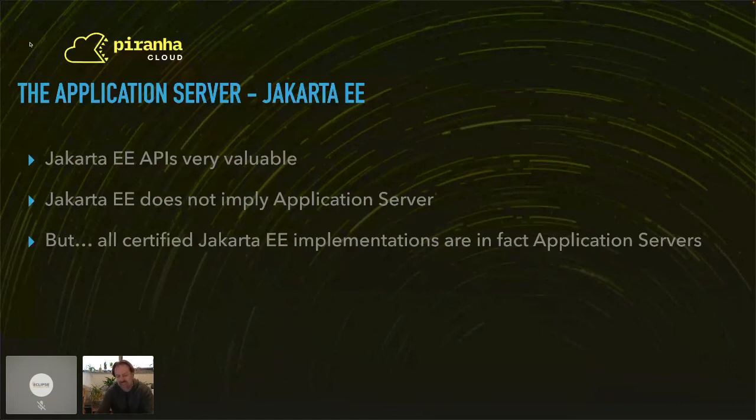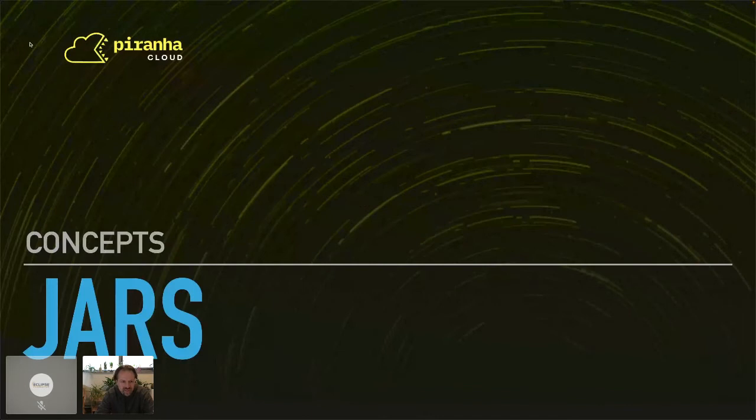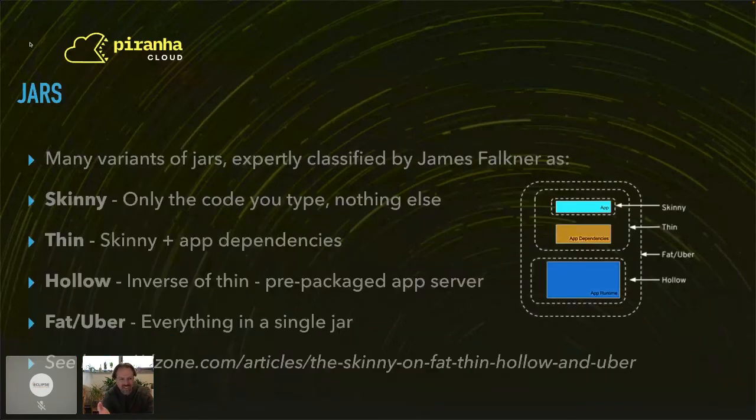Okay, so let's take a look at some other concepts here, which are jars. So what's to say about jars? There are many variants of them, especially when looking at the ones you run an application with. James Faulkner, in a design article, quite expertly classified these. So there's skinny jars, there's thin, there's hollow, and there's fat or Uber jars. And they get increasingly more complex.